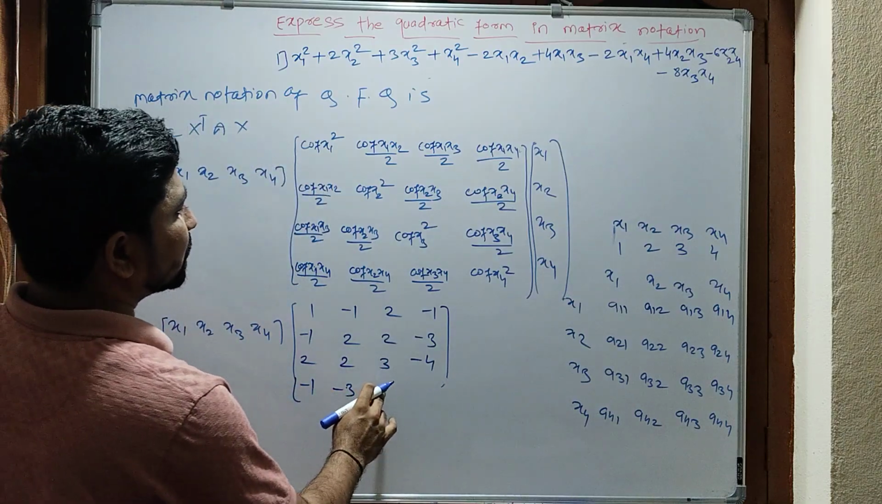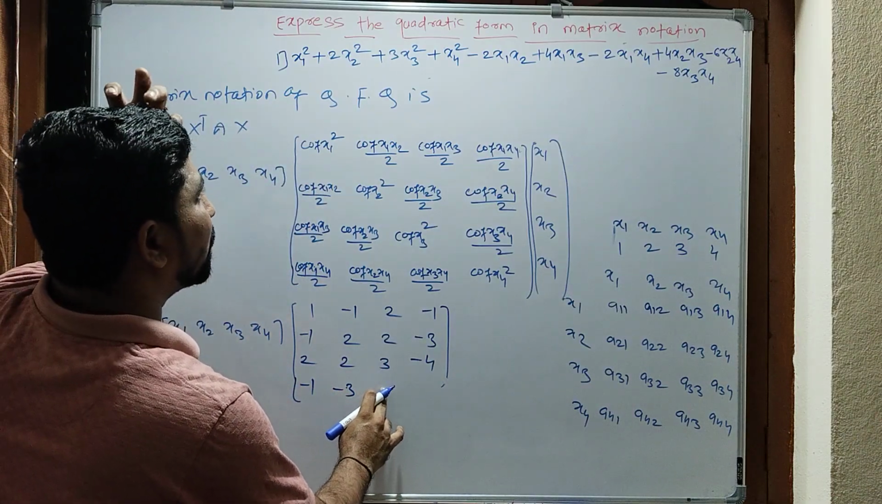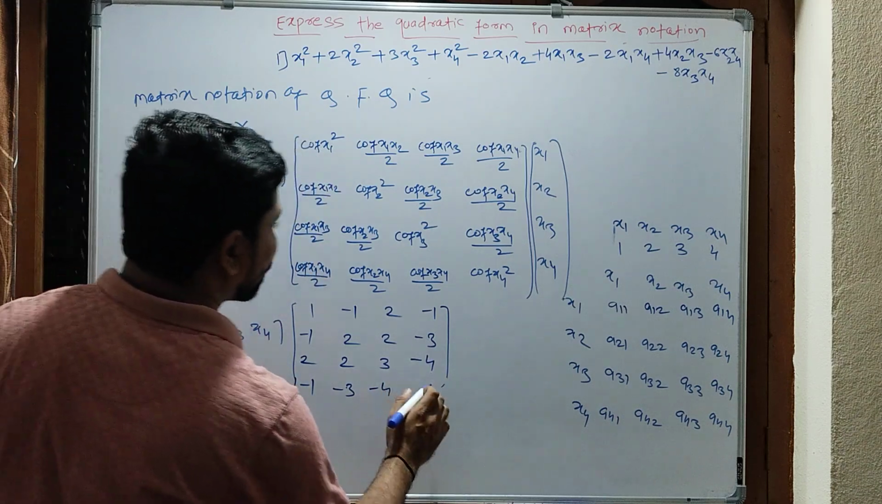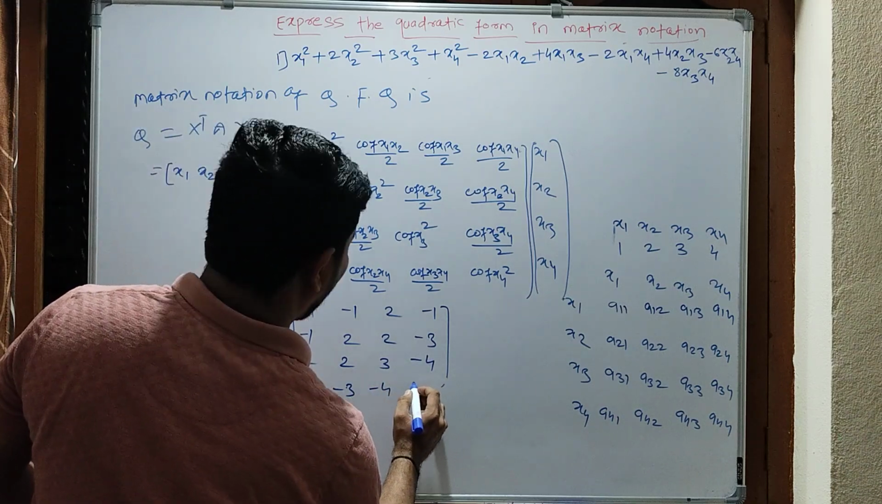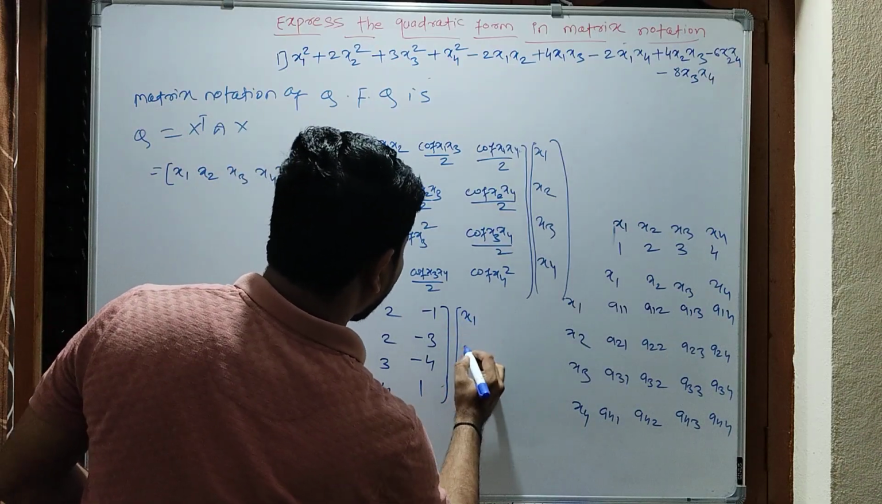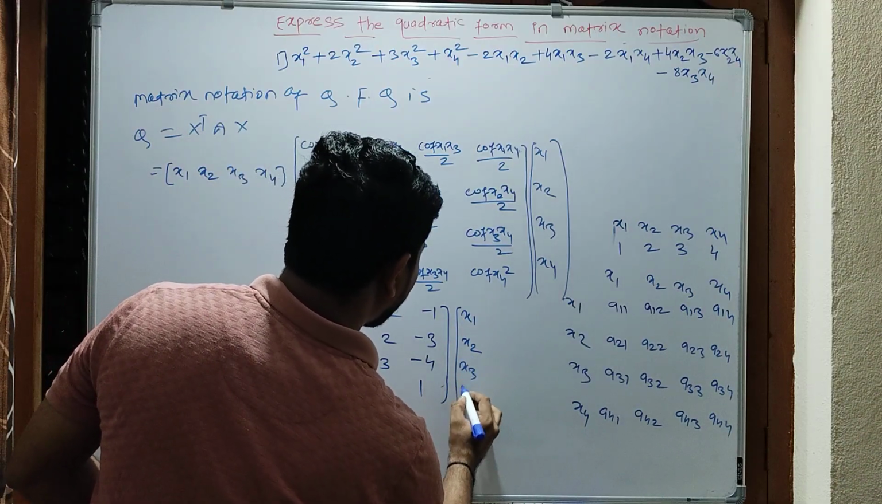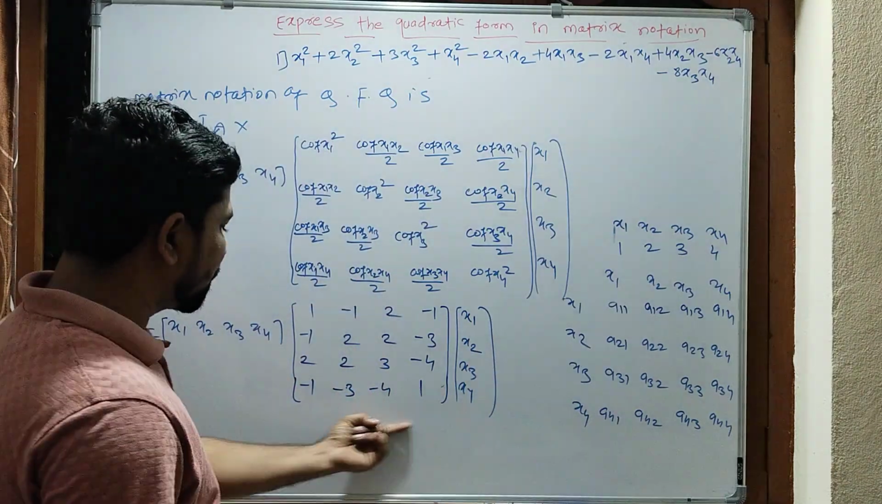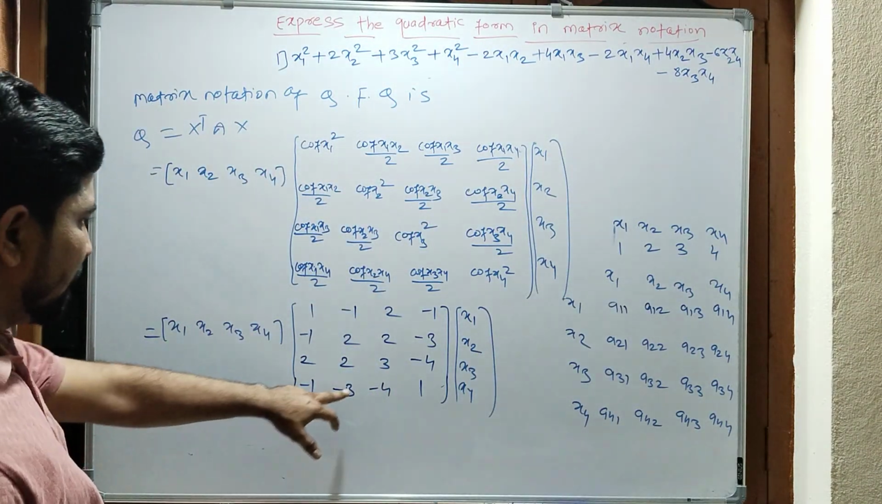So here this is x3 x4. x3 x4 is minus 8, that is minus 4. This is x4 square, that is 1. So here this is your matrix and this is the column vector x1, x2, x3 and x4, which is equal to, so here this is the matrix notation of the quadratic form where A is this matrix.